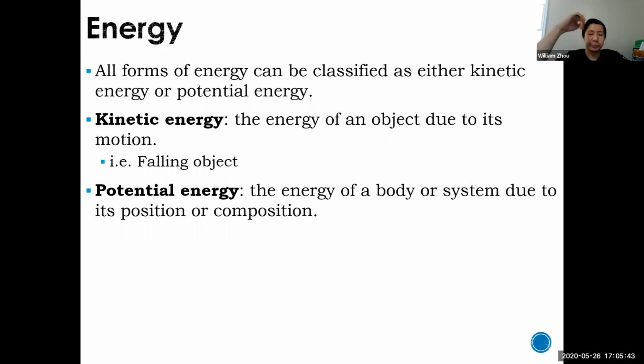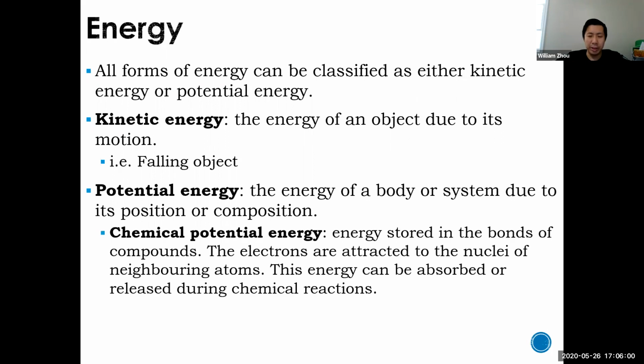The other type of energy is potential energy, and this is the energy derived from something's position or its composition. In chemistry, we'll focus more on the composition. So there is chemical potential energy in the subgroup of potential energies. We will consider energy stored inside of compounds.